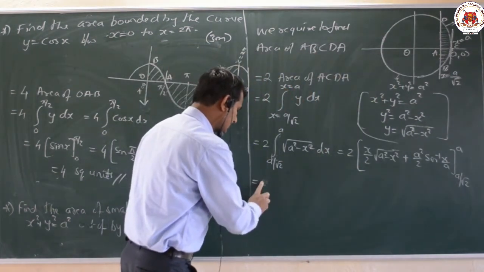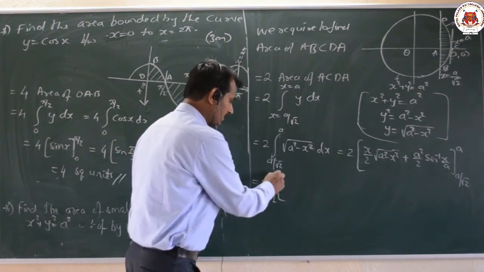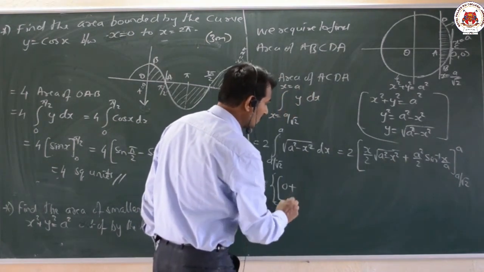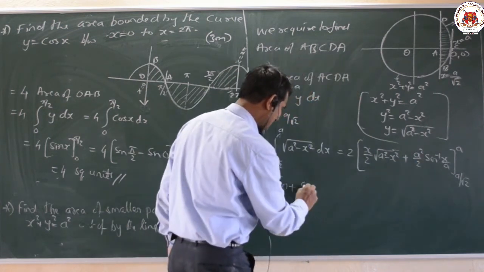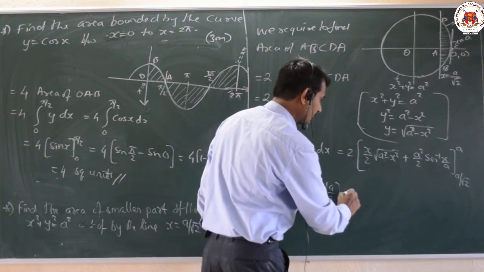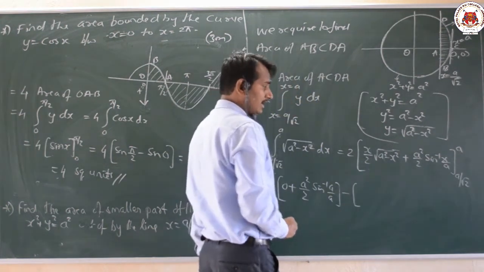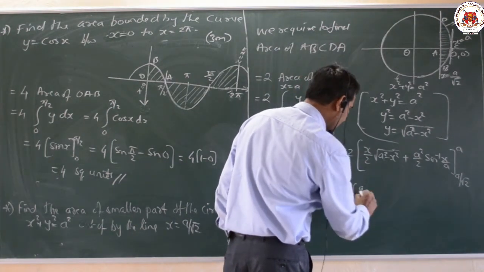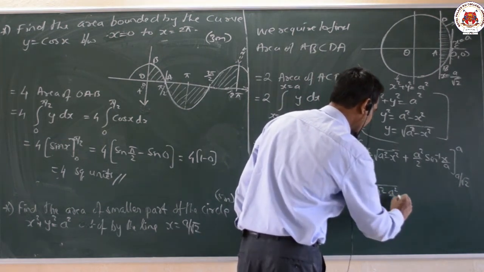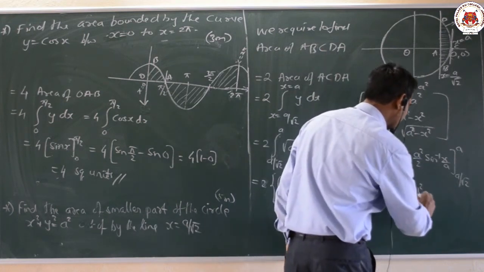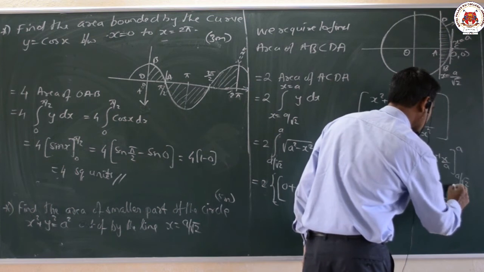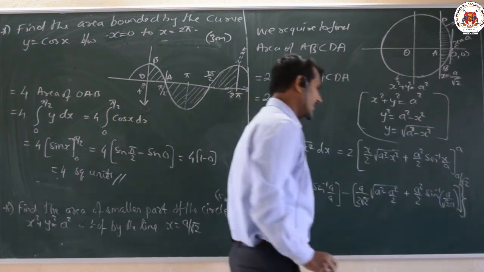So what we get is 2 as it is. Now I will substitute the upper limit. Let us see what we get: a by 2 into a square minus a square, the value will be 0, plus a square by 2 into sine inverse of a by a, which is sine inverse of 1. Minus the lower limit value: x is a by root 2, so root of a square minus a square by 2 gives a by root 2, plus a square by 2 into sine inverse of a by root 2 into a. This is substituting the upper limit as well as the lower limit.